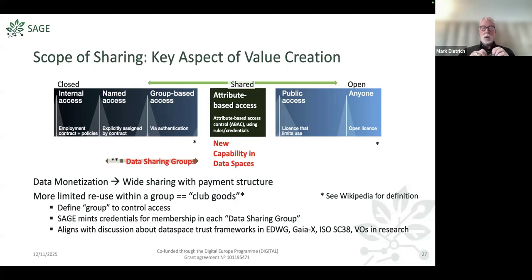More common and more realistic in the initial time is a more limited reuse within a group, what economists call club goods. So you can look at Wikipedia for a definition there. Basically, creating an asset that can be shared with a small group of people, we will define the group to control the access, will mint a credential to manage that access, and then this also aligns with discussions about data space trust frameworks that are going on in the Eclipse Data Space Working Group, Gaia-X, ISO SC38, virtual organizations and research. So this is a sort of well-established pattern, but it's really not being fully exploited in the data space world, and that's why we're pushing this in Sage as a starting point.